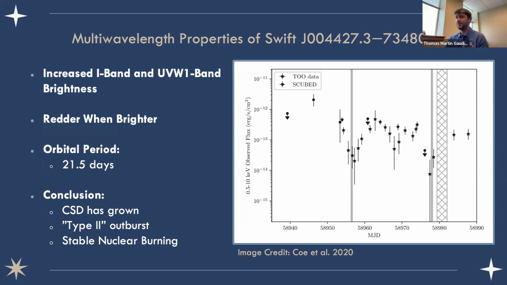So this is an exciting source. We found a BE white dwarf binary. We see that it's going through some sort of quasi type 2 outburst where we see stable nuclear burning on the white dwarf producing soft X-ray emission.